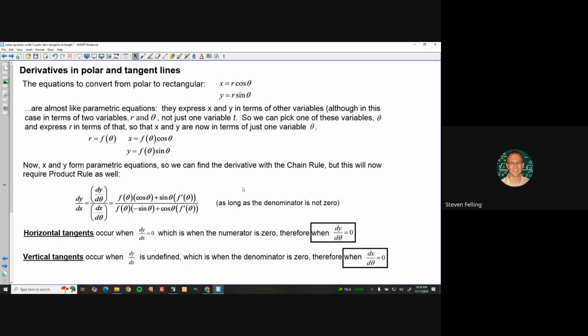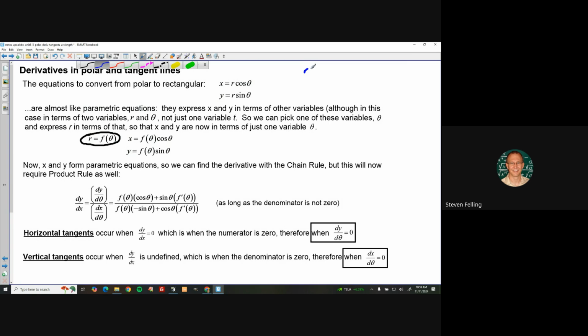All right, so first, we know that the equations to convert from polar to rectangular are x is r cosine theta, y is r sine theta. They're almost like parametric equations because they express x and y in terms of other variables. But since we usually write r as a function of theta, then that means x and y end up being a function of theta. So this is all real abstract, but let me give an example.